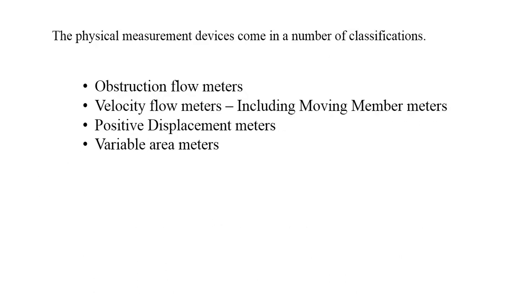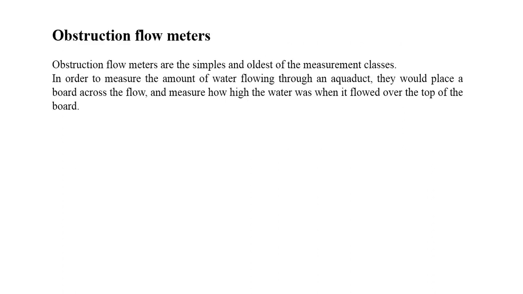Now the physical measurement devices come in different classifications. These are obstruction flow meters, velocity flow meters, positive displacement meters and variable area meters. Obstruction flow meters are the simplest and the oldest measuring class. In this, in order to measure the amount of water flowing through an aqueduct, they would place a rod across the flow and measure how high the water flows over the top of the board.